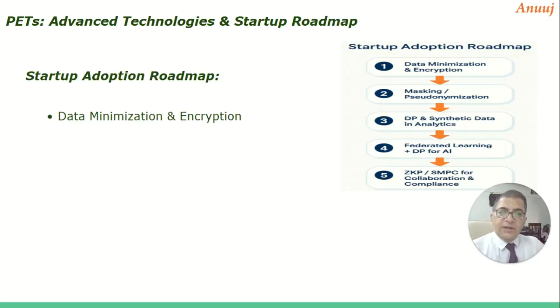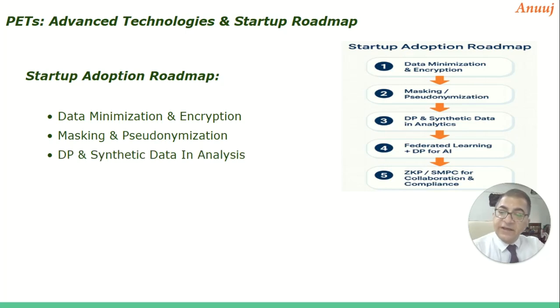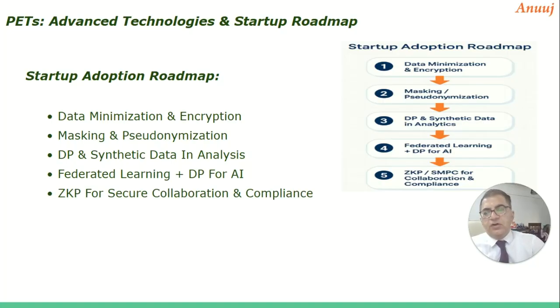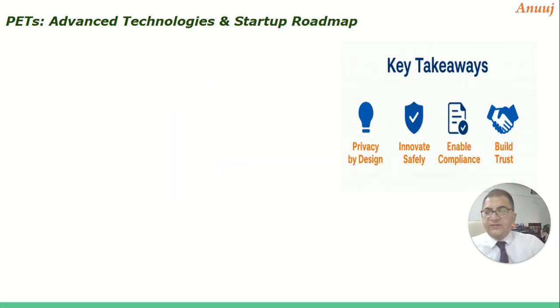As a startup, collect the minimum data, do data minimization, encrypt it when you are storing it, mask it and provide pseudonymization as the basic foundational PETs. When you are sending it for analysis, use differential privacy or synthetic data. If you are doing it for AI training models, use federated learning and differential privacy as a combination. Finally, zero knowledge proof for secure collaboration and compliance for the overall environment of PETs.